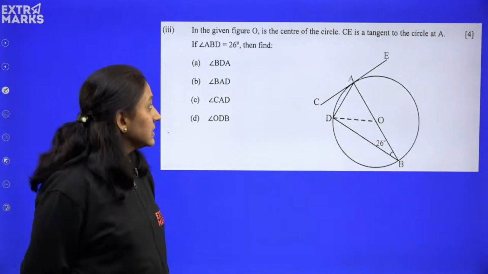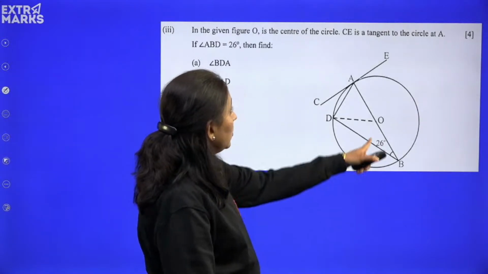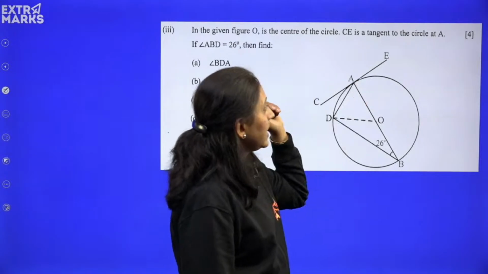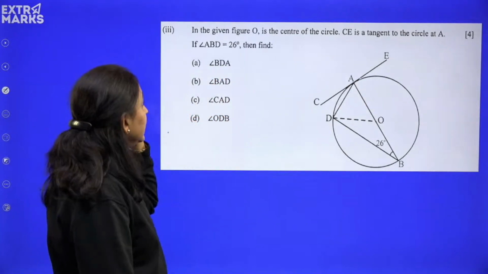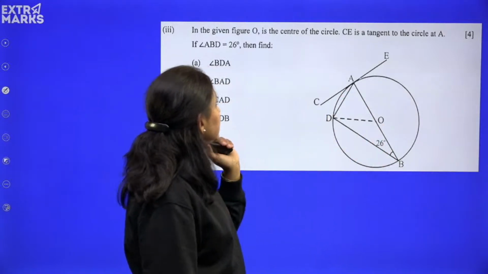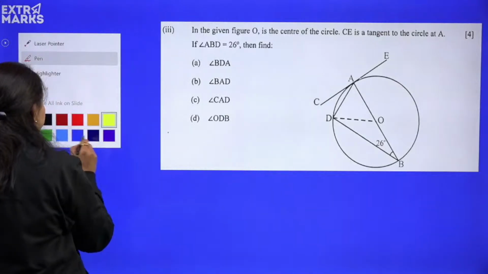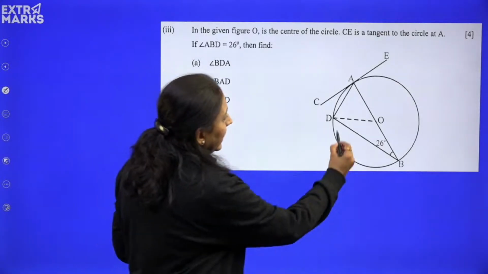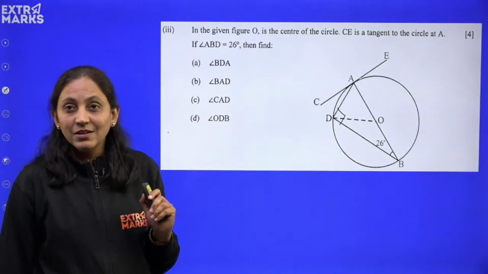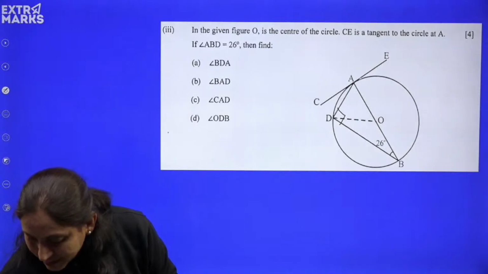Question from circles, the third sub-question of question 2. Here it says, in the given figure, O is the center of the circle, CE is a tangent at A, so A is a point of contact here. Then angle ABD is 26 degrees. You have to find out what is BDA. Such a straightforward question this is. What is angle BDA, can you tell me? Who knows the answer here?